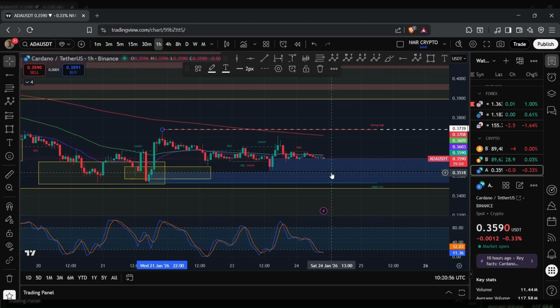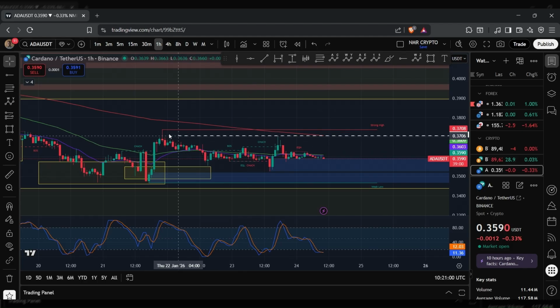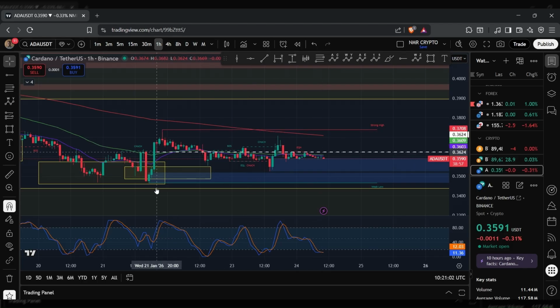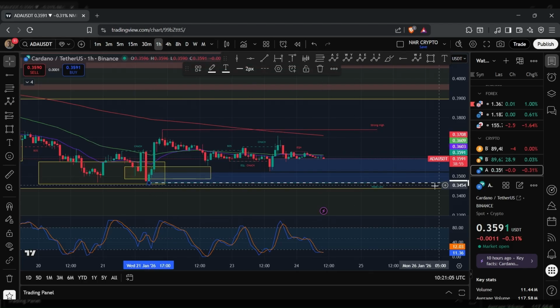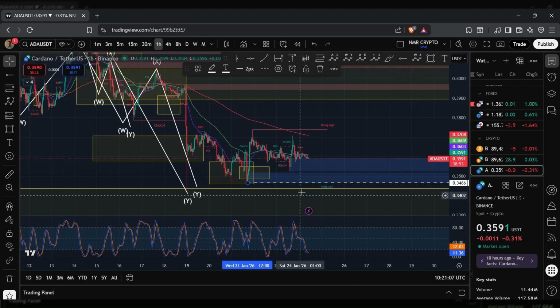top at 37.39 cents. And this can only happen if this move to the downside that we are currently witnessing at the moment doesn't breach below the local bottom at 34.66 cents.